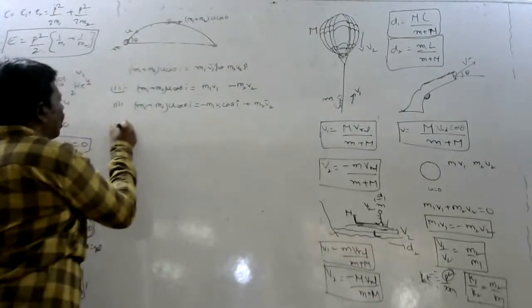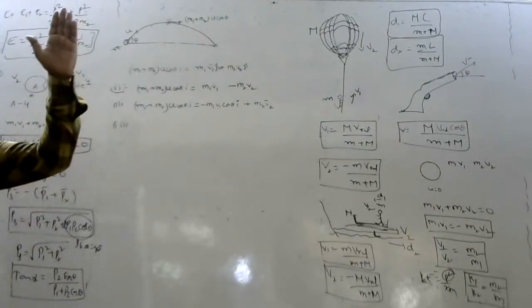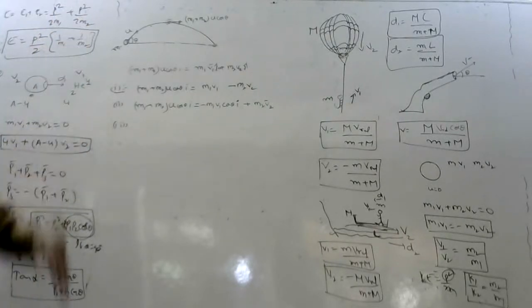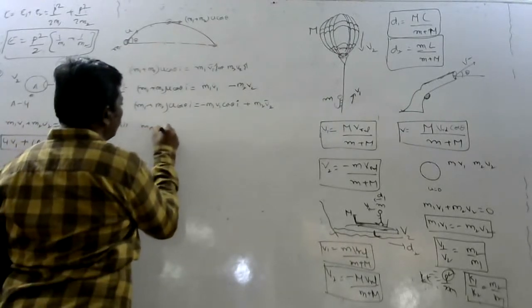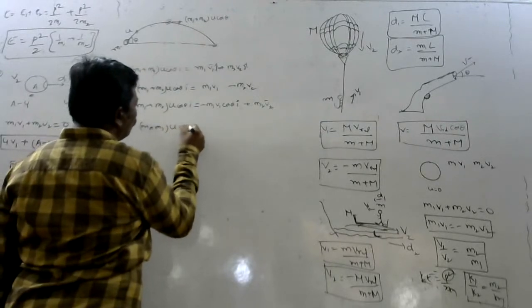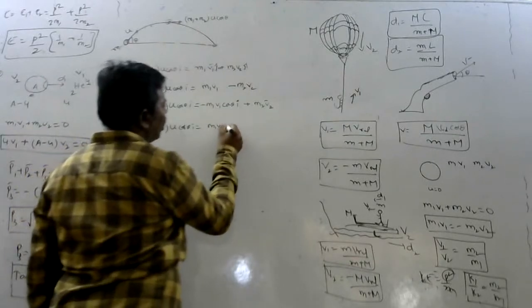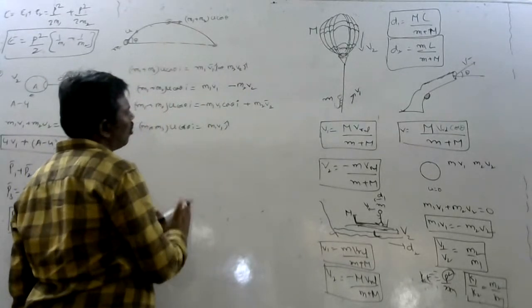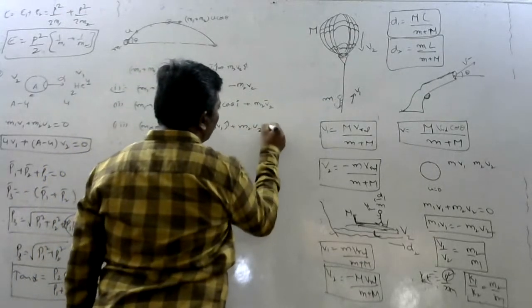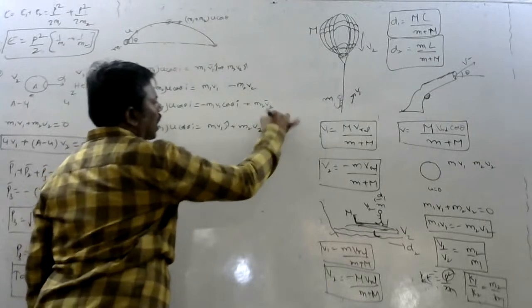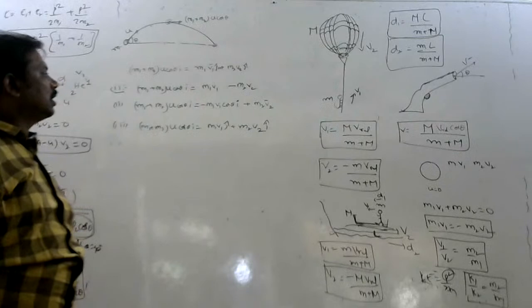Another case: if the first block moves upwards and the other block moves horizontally, then (m1 plus m2) u cos theta I is equal to m1 v1 j cap plus m2 v2 I cap. Here I cap means the horizontal direction.